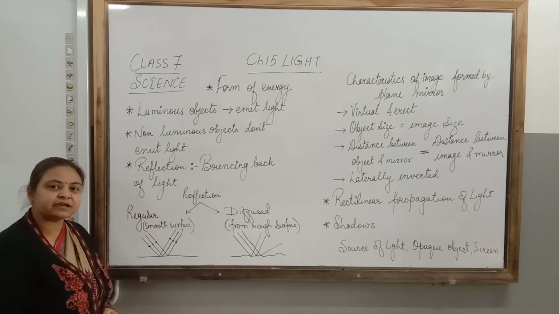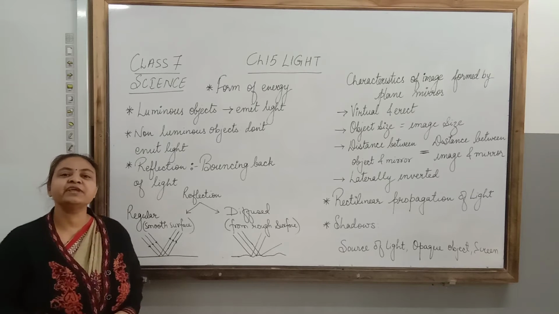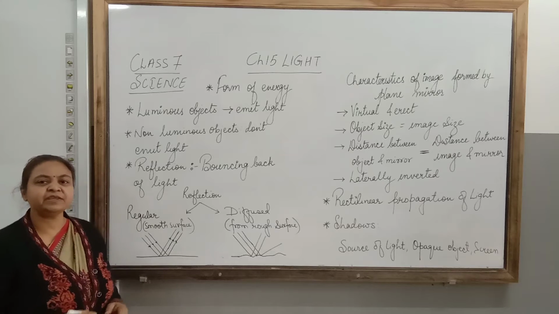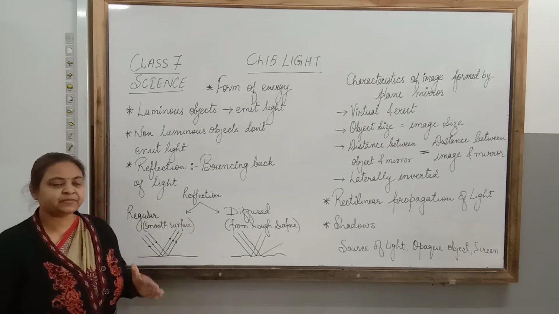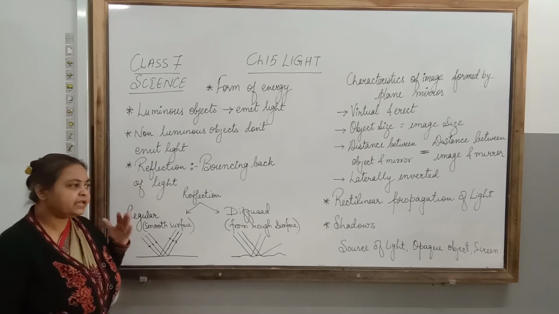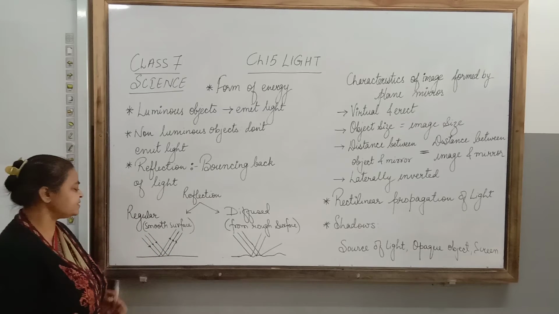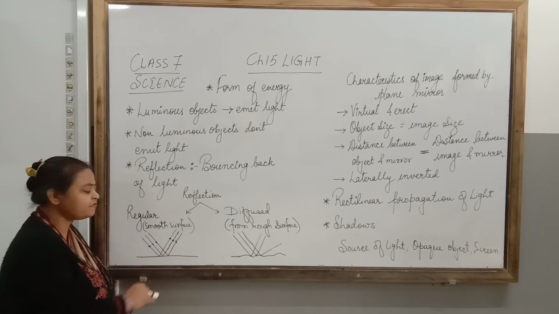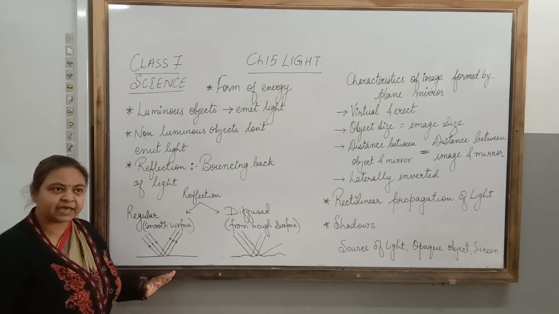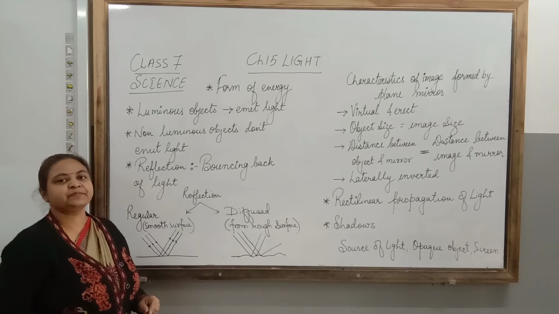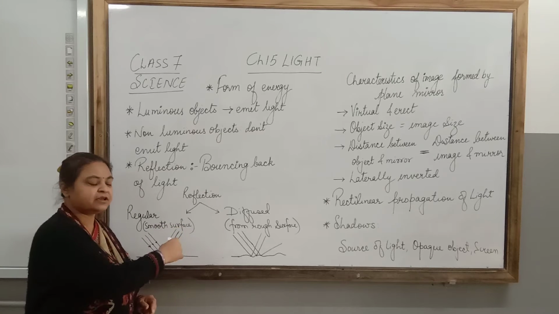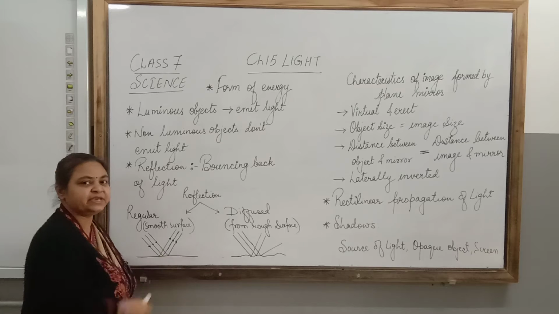Regular reflection occurs when light falls on any smooth surface, very polished surface like mirrors, steel plates, etc. In this case, light falls on the object in the form of parallel rays and it is reflected back again as parallel rays. In the same direction, all the reflected rays can be seen.